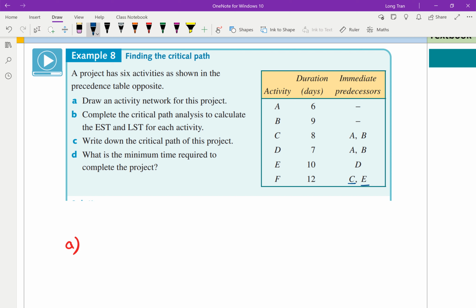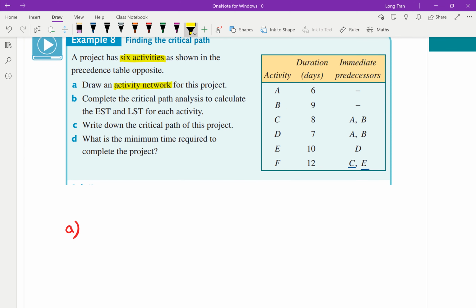But let's go. It says the project has 6 activities. You've got A, B, C, D, E, F. That's your 6 activities. And we're going to convert this precedence table into an activity network, which is what we're going to do in part A. So we can see that A and B do not have any predecessors. So we can start off with A and B. So here we go, A, B, and we know the weights are 6 and 9.